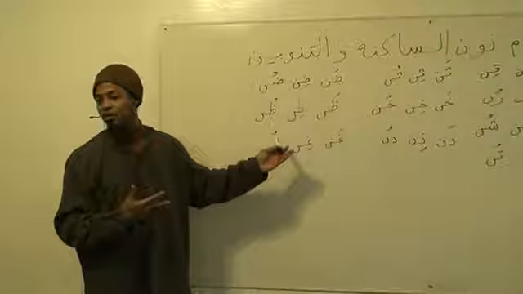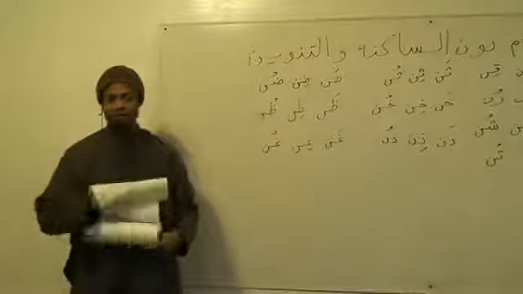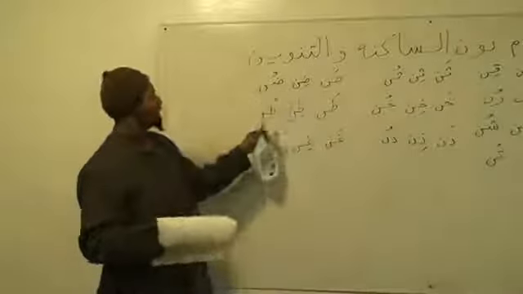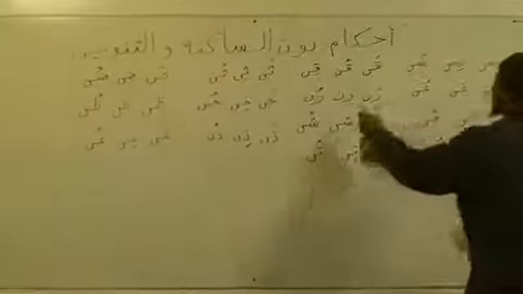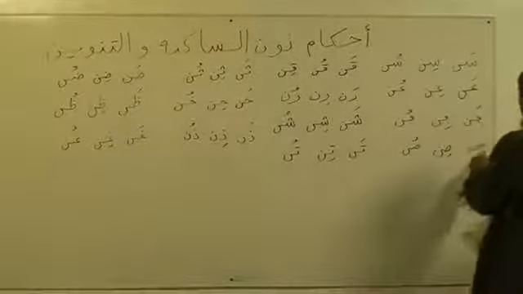Now it's time for tanween. There are 4 types of tanween. So we're going to go over, first of all, what is tanween and what it looks like. We already mentioned that it's the noon sound, but just like we did this right here, we have to go over it.